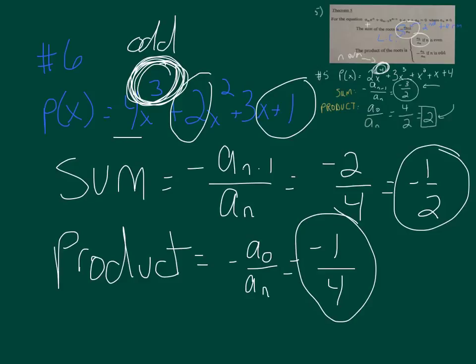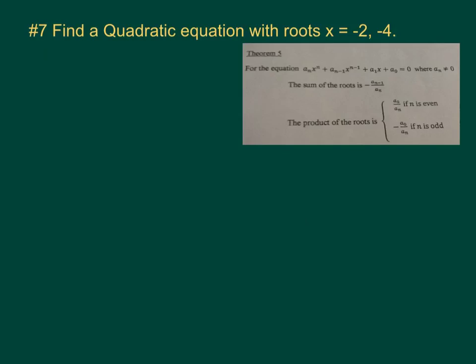And you say, well, big deal. Well, we can use this to help. Specifically here in number 7, we can use it. Find a quadratic equation with roots negative 2 and negative 4. Okay, well, if a root is negative 2, what does that mean a factor is? What factor would have given you negative 2? It would be x plus 2. And the other factor from the negative 4 would give you x plus 4.